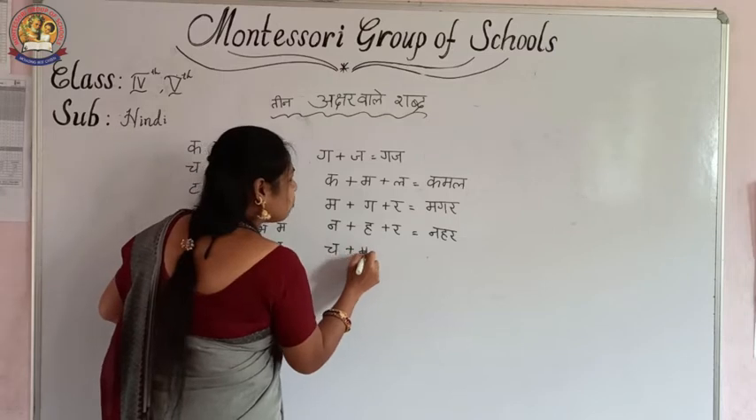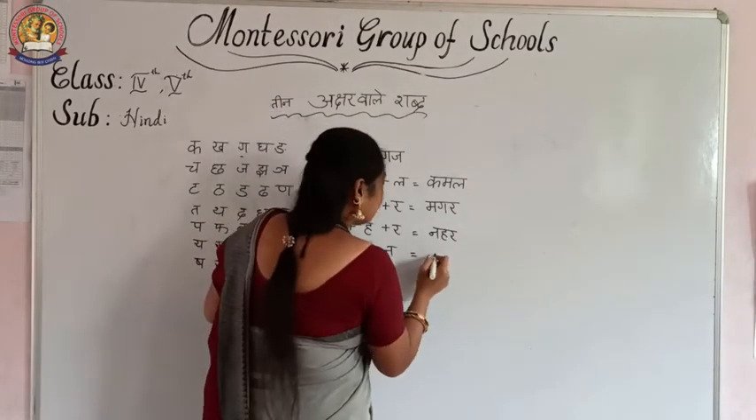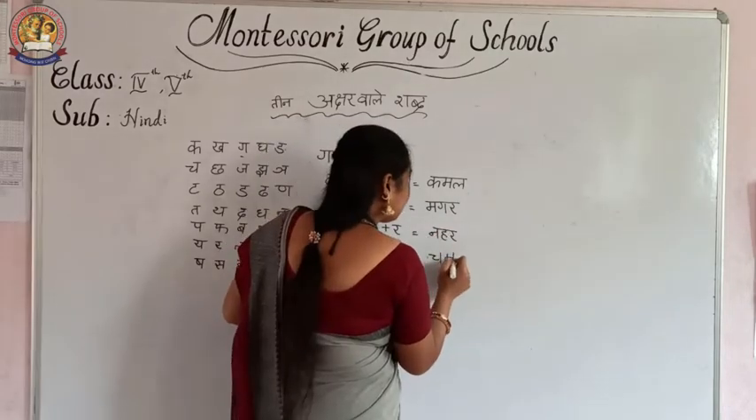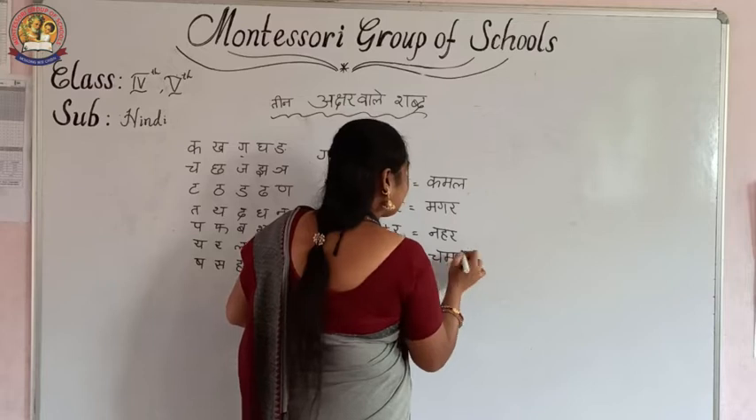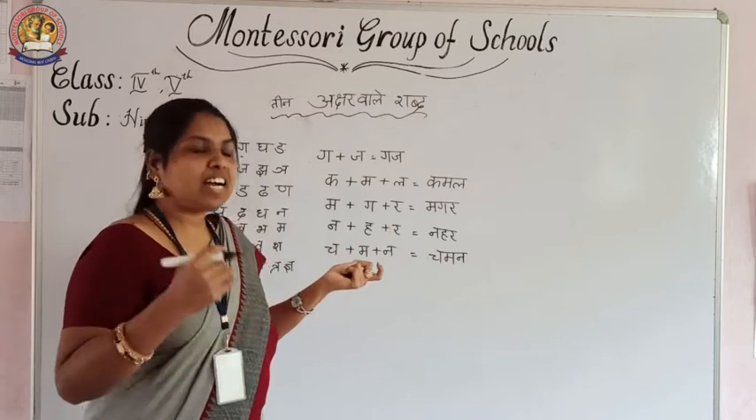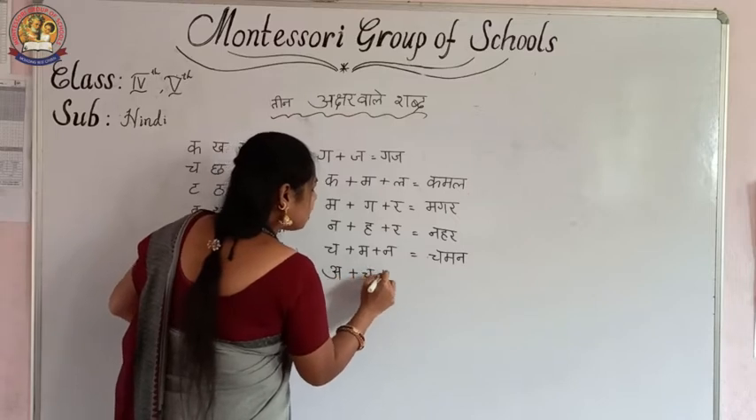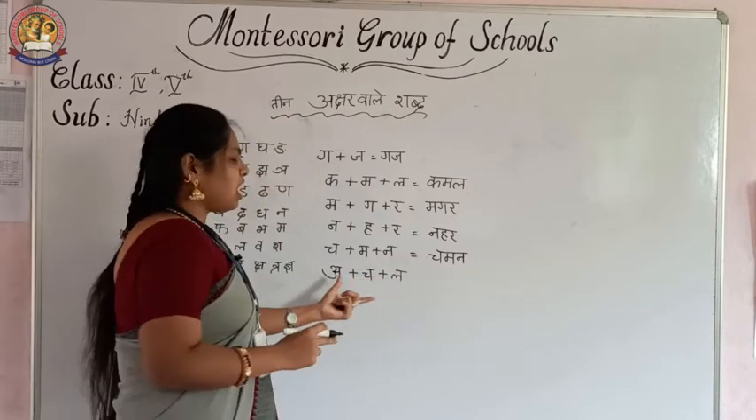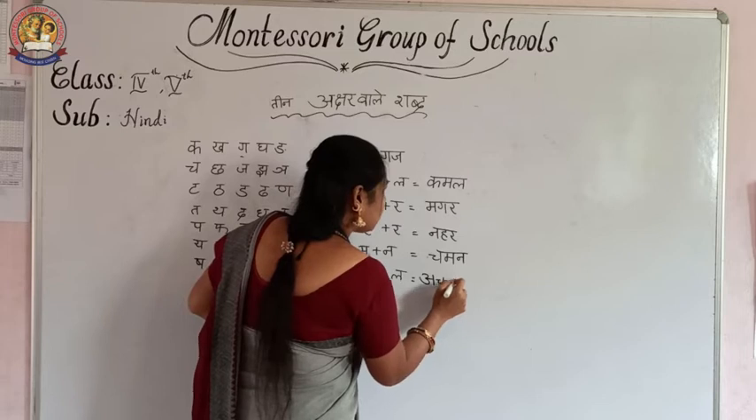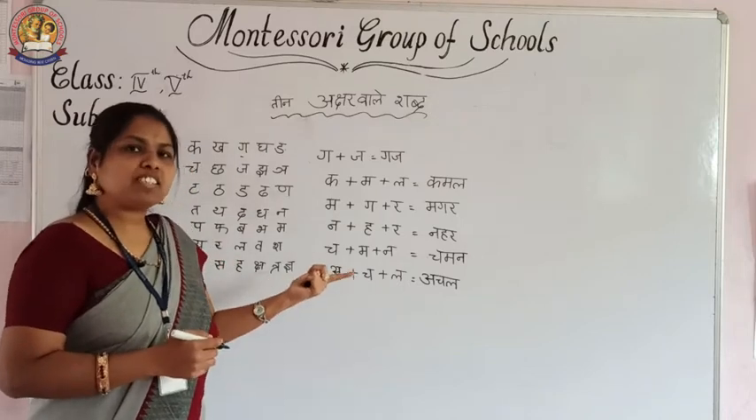Cha plus ma plus na. Join these three letters, without the header. First you must write all the letters. Cha, ma, na. Chaman. It will become a word. Chaman means garden. Then next: a plus cha plus la. Achal. A, cha, la. Achal means mountain.